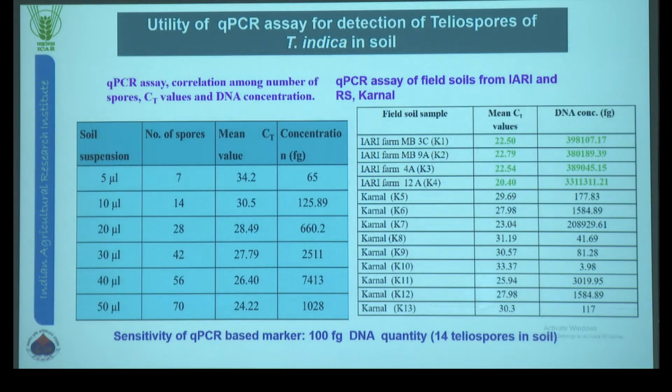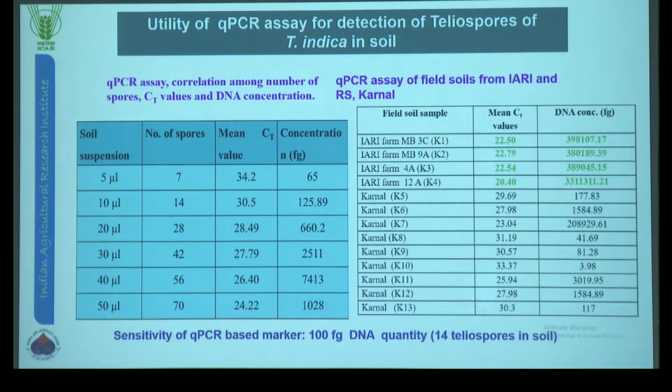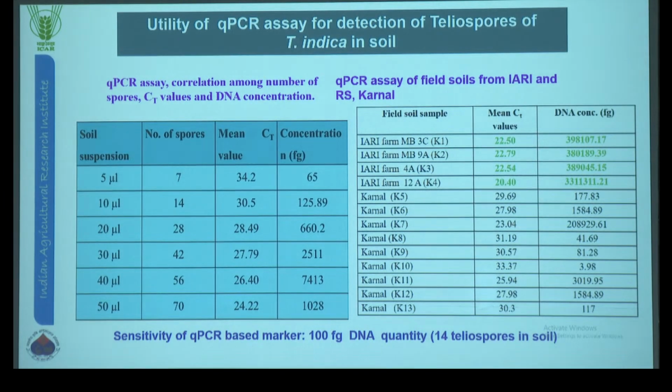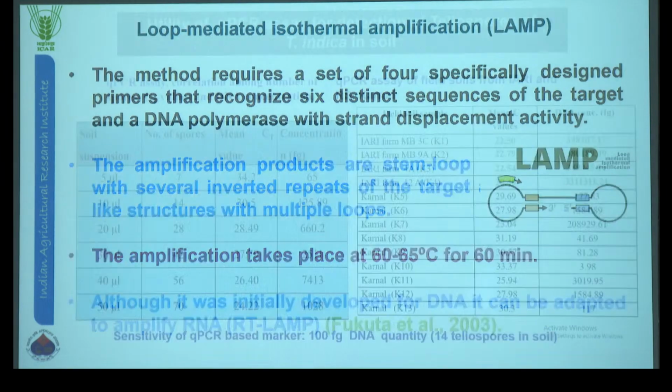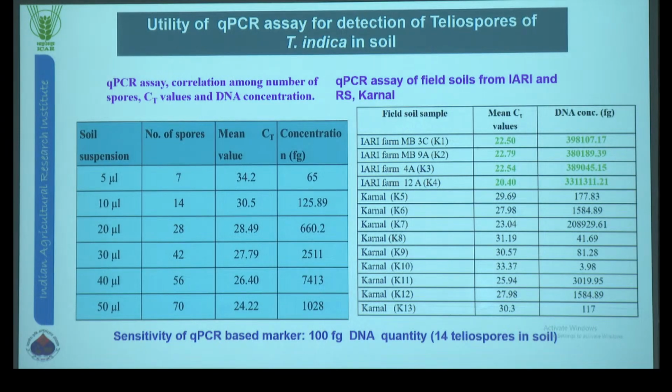We thought, can we detect this by qPCR? So, what we did here: from soil we isolated DNA directly, from 1 gram, 1 milligram of soil, we did the DNA isolation and then the PCR. Now, you can see here, for example, 39,000 spores, femtogram DNA is there. Just a minute, I want to see. Actually, I am showing, but how many teliospores can we detect? Here there is 100 femtogram.